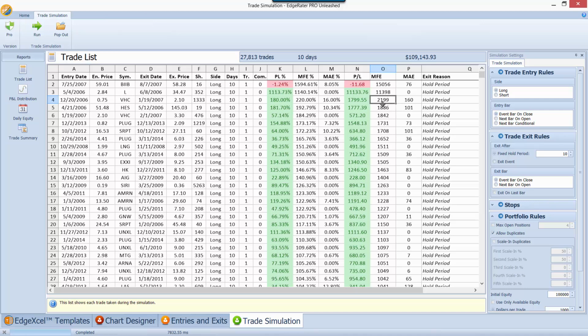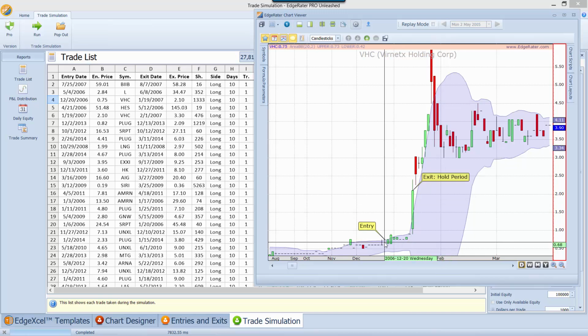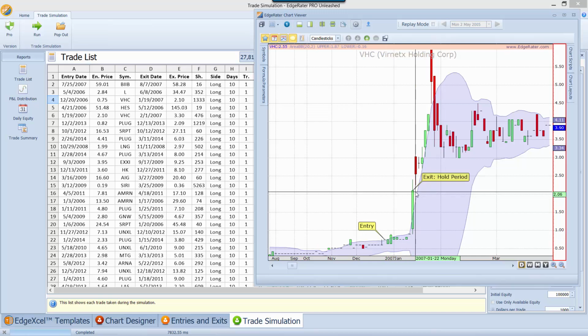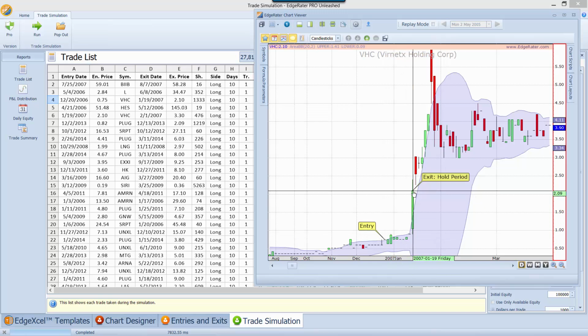So let's take a look at this trade. I guess we can see that VHC went from 0.75 entry price to $2.10. And if we double click, we'll look at the chart. Now we're looking at a trade list, so the annotations are going to show us where the entry was and where the exit was. The entry was here. Price went above the upper Bollinger Band. Exit was here after 10 days.